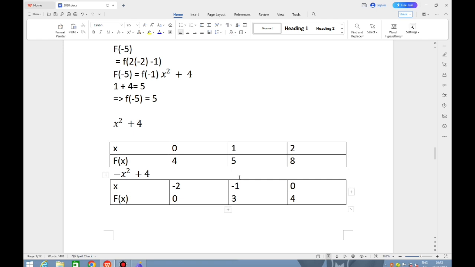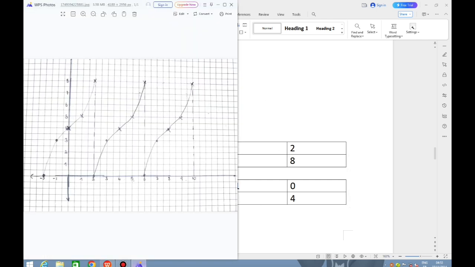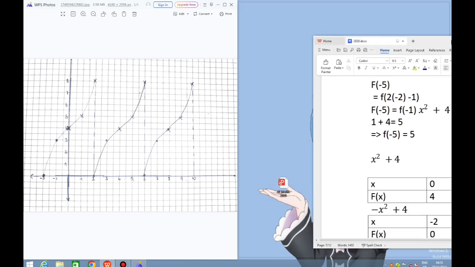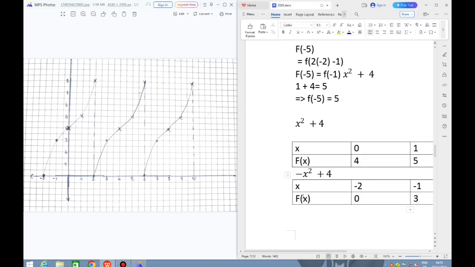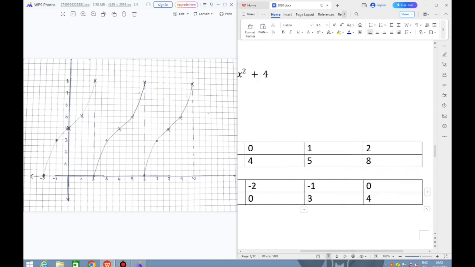Alright, so from here you're going to sketch the curve using these values, and your curve should look something like this. If I do it like this, you see the first function, where f of x equals x squared plus 4, with values from 0 to 1. These are the values marked by the crosses.